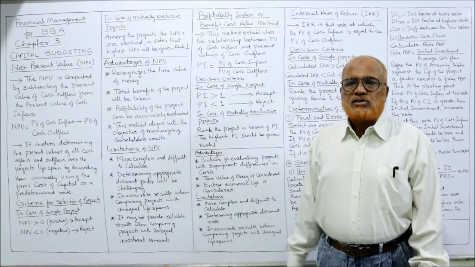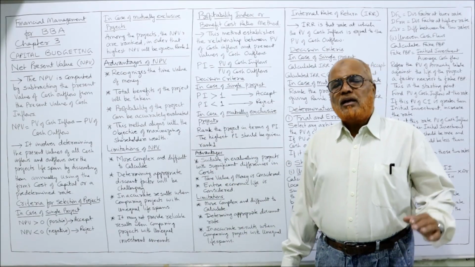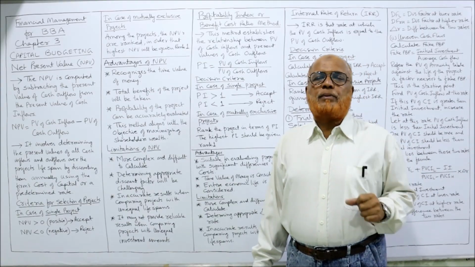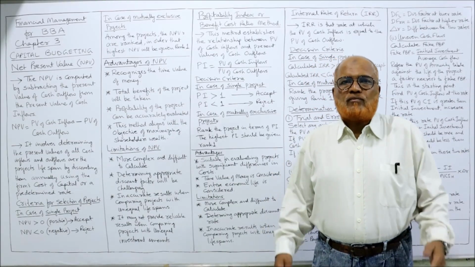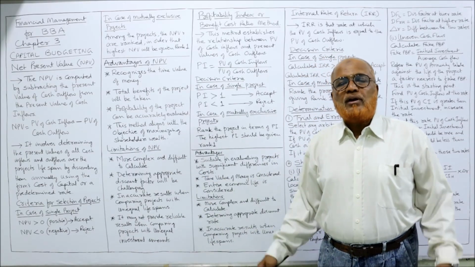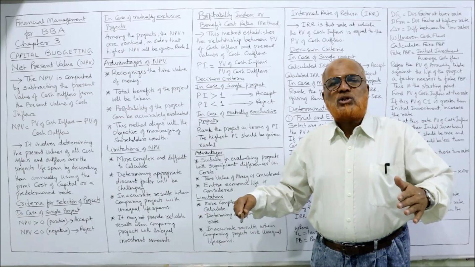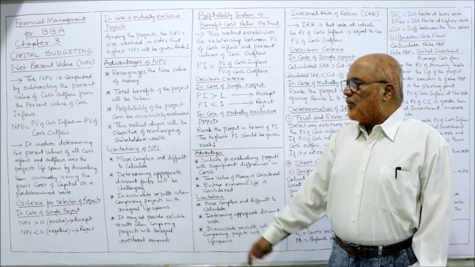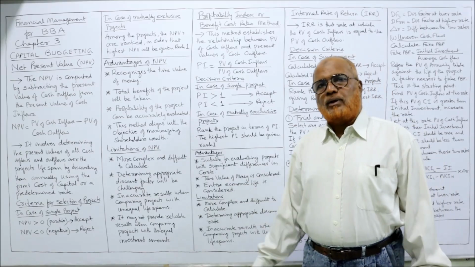Secondly, total benefits of the project will be considered. In case of payback period, we calculate only up to the payback period. After the payback period, cash inflows we ignore. That is a drawback. But here in case of NPV, we consider all the cash inflows throughout the life of the project. Profitability of the project will be accurately evaluated.